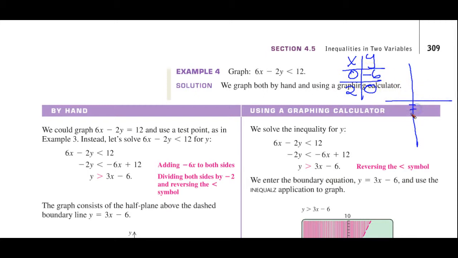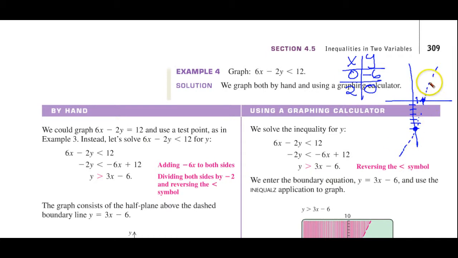-6, 1, 2, 3, 4, 5, 6. I put a dot there. 2, 0, 1, 2, a dot there. Now, this is only a less than sign. So what type of line do I choose from my tool palette? And the answer is a dotted line. Now, I'm going to try to make a dotted line here. Okay, that's not too bad.